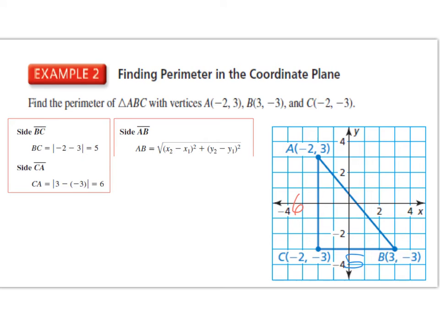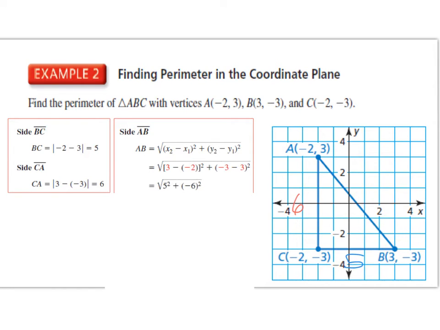So that's going to be the big square root, and then you've got your x2 coordinate minus your x1 coordinate squared plus y2 coordinate minus y1 coordinate squared. So now you plug in your numbers in all the right places, substitute your x and y coordinates, and then simplify using order of operations.